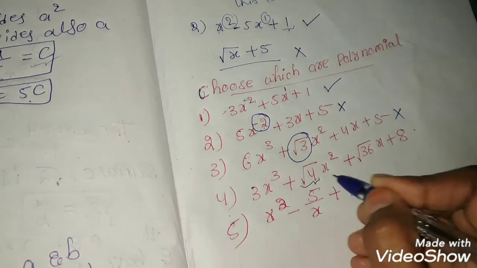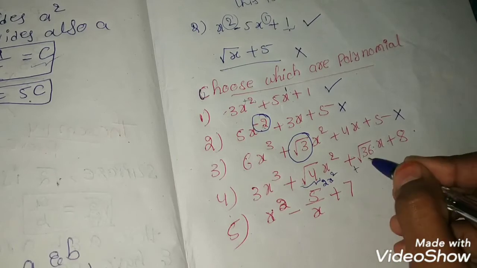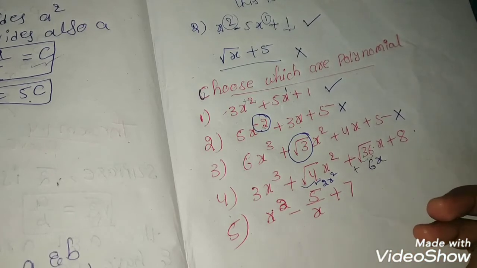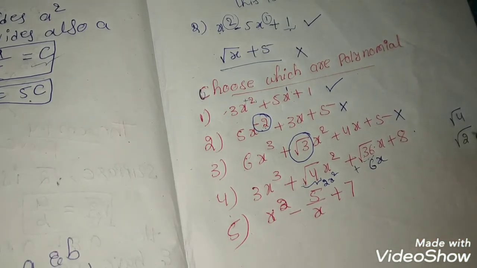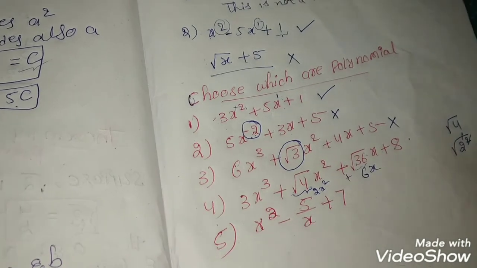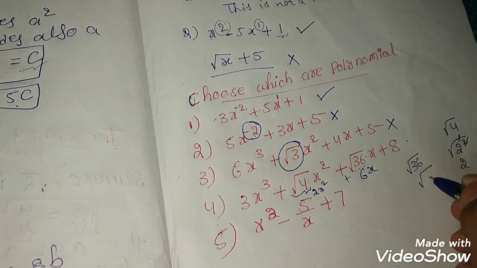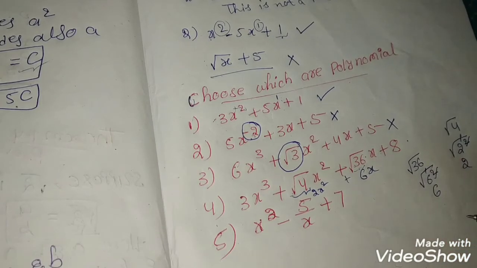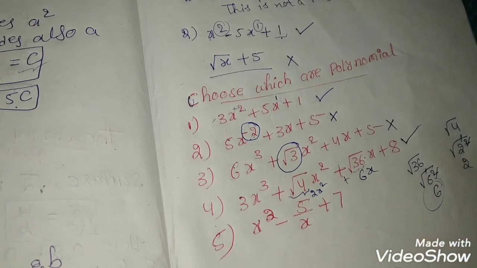See here, root 4 can be written as 2, so 2x square plus root 36. Root 36 is 6, so we get 6x. Is it right? Why don't we write root 4 as 2 square? The square root gets cancelled and we get 2. Like that, root 36 is nothing but 6 square, that is, the square root gets cancelled. We get the answer 6. So 6 is not in the root value. Okay, so definitely I can say this is a polynomial.